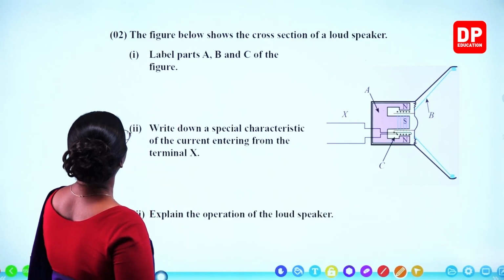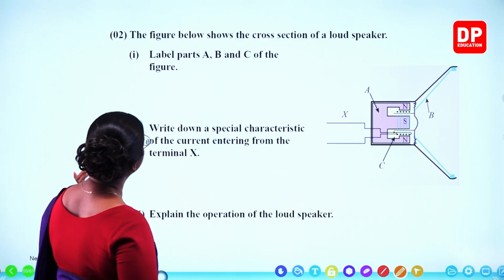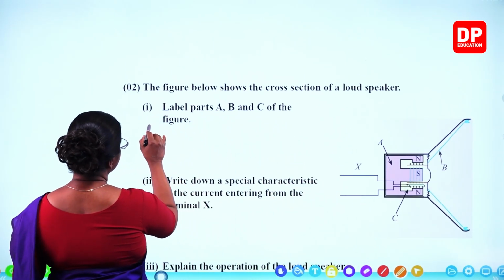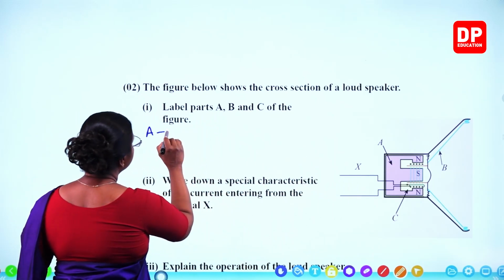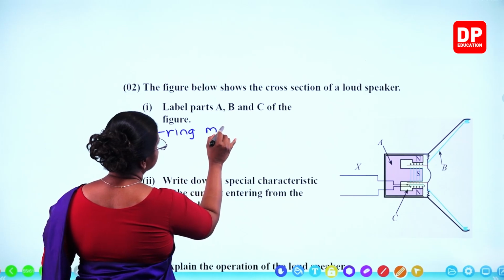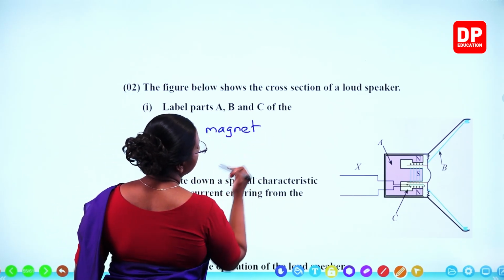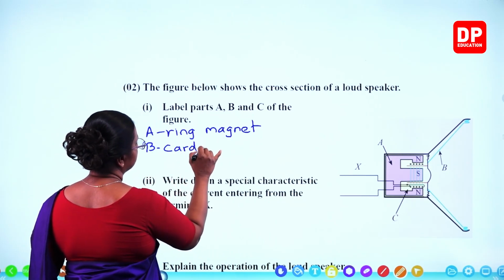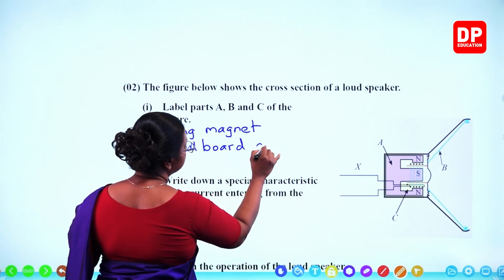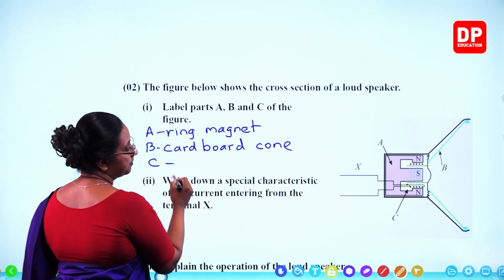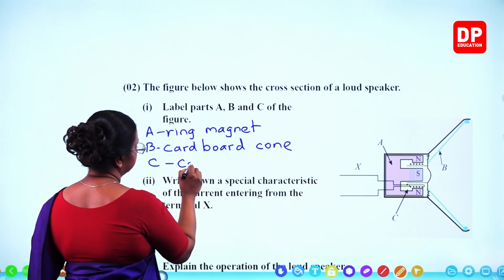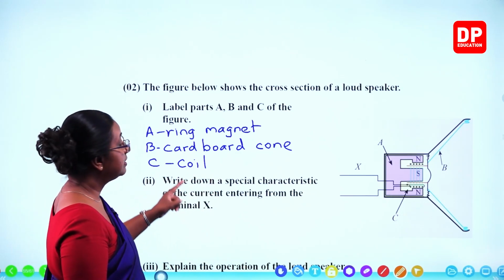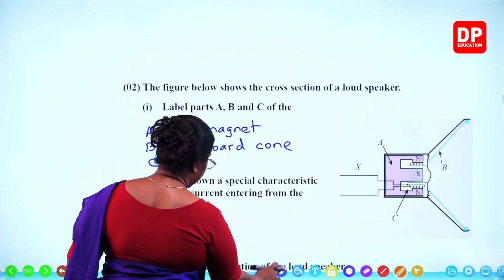Then here, first question, label parts A, B and C of the figure. So there, A, B and C. What is A? A is the ring magnet. Then what is B? Cardboard cone. And C is the coil. So A is the ring magnet, B is the cardboard cone and C is the coil.